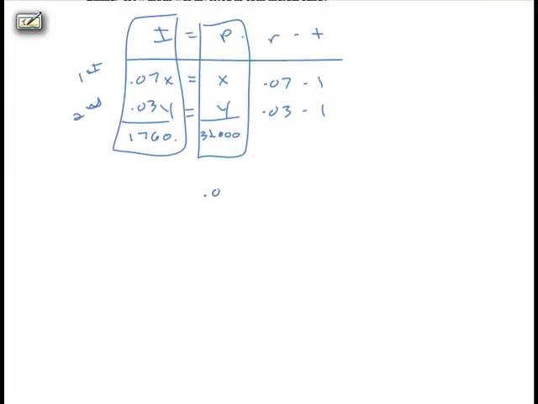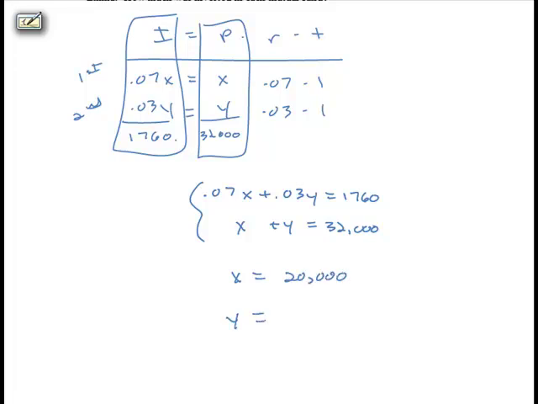So a system of two linear equations, 0.07x plus 0.03y is equal to 1760. X plus y is equal to 32,000. Solve this system. X will work out to be 20,000. Y works out to be 12,000. Include your unit, dollars, and which is which.